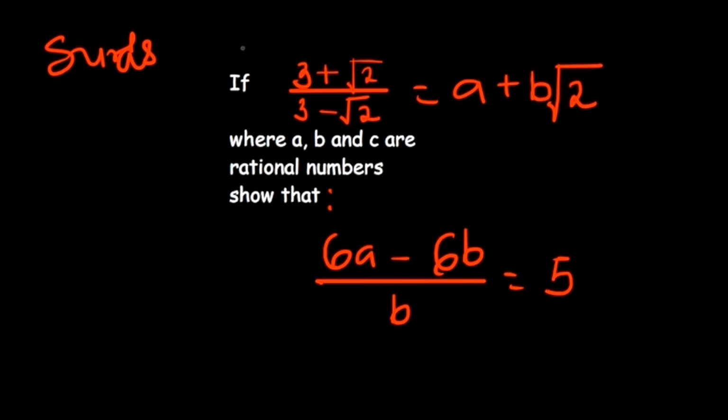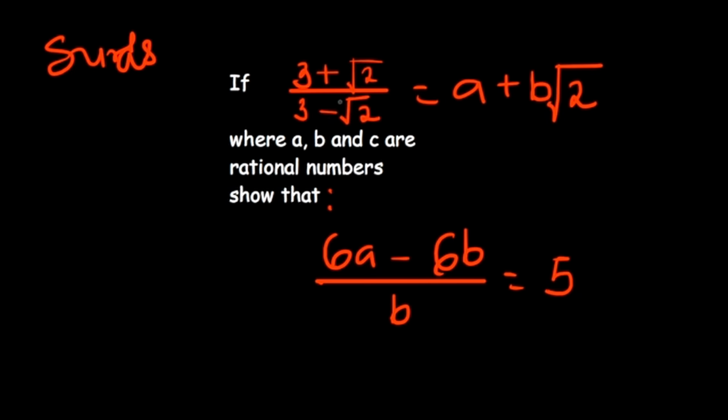The question reads: if (3 plus root 2) over (3 minus root 2) equals a plus b root 2, where a, b, and c are rational numbers, show that (6a minus 6b) over b equals 5. Now, there are a couple of things we must do in order to answer this question and to show this at the end.